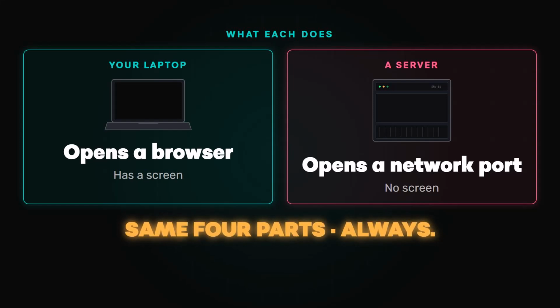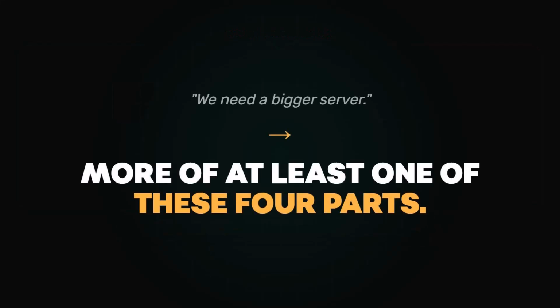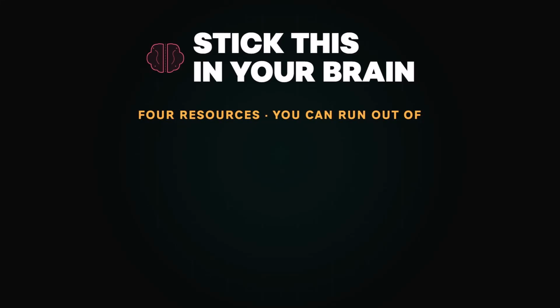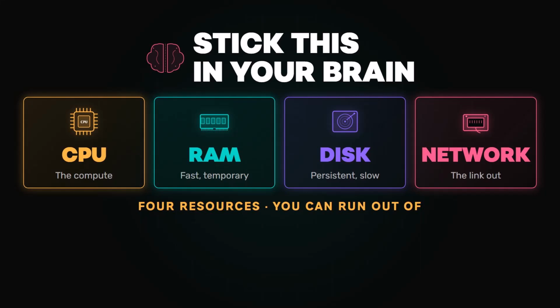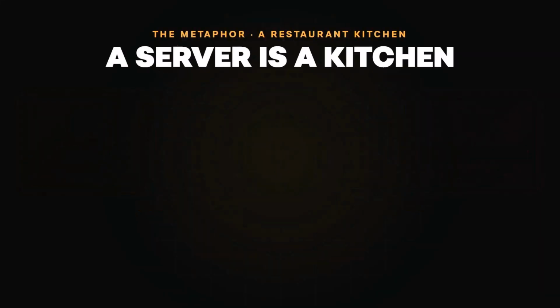So when you hear someone say we need a bigger server, they are not talking about a magic black box. They are saying one specific thing. They want more of at least one of those 4 parts. Stick this in your brain forever. A server is just a computer with 4 parts that you can run out of: CPU, RAM, disk, network. That's the whole story. If you understand those 4 resources and how they fail, system design becomes 10 times easier. Because the server is slow conversation is really a conversation about one of those 4.